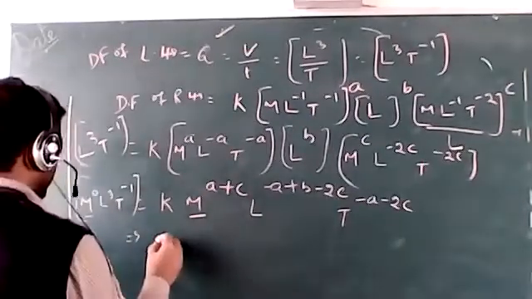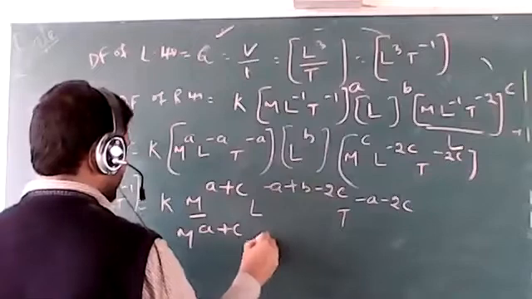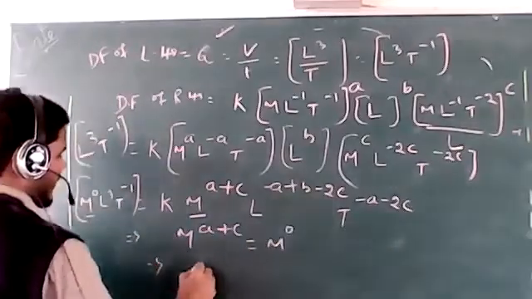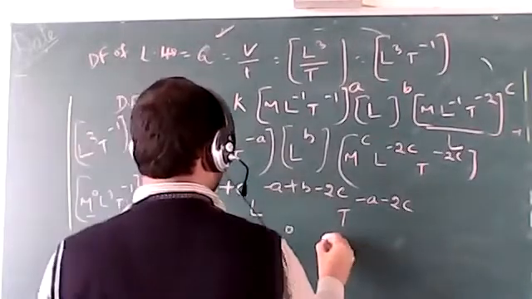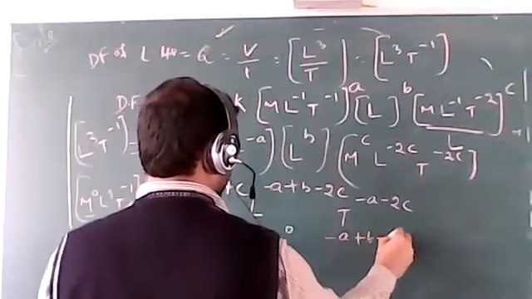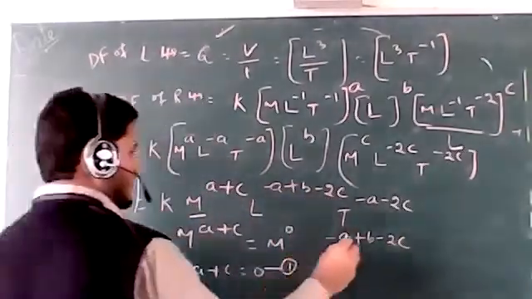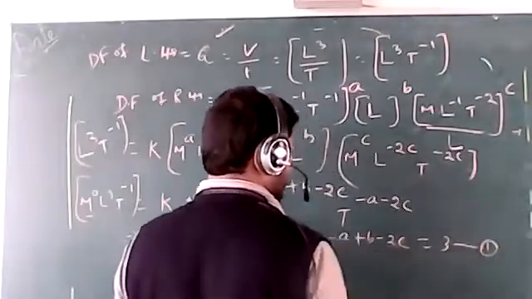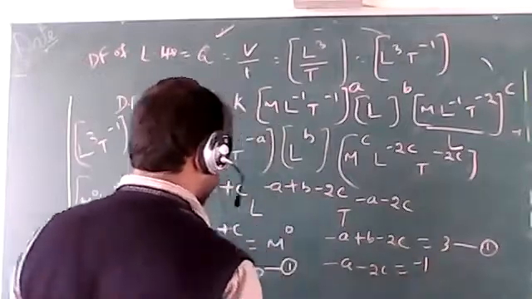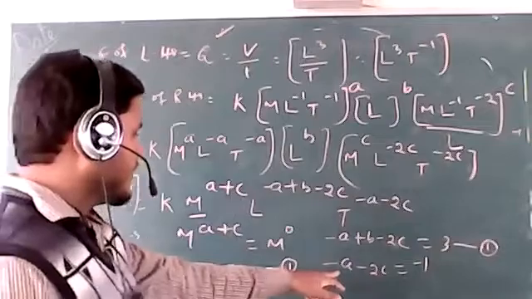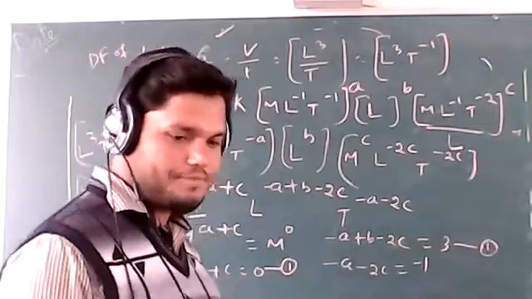Then you can write M to the power a plus c equal to M to the power 0. So we can write a plus c equal to 0, equation number 1. Then the second equation: here L power is minus a plus b minus 2c, and L power is 3, so minus a plus b minus 2c equal to 3, equation number 2. The third equation will be minus a minus 2c equal to minus 1.